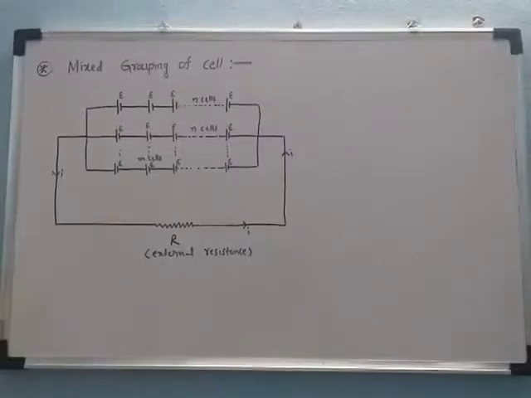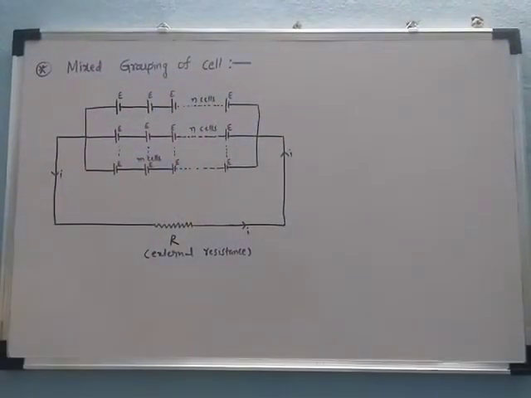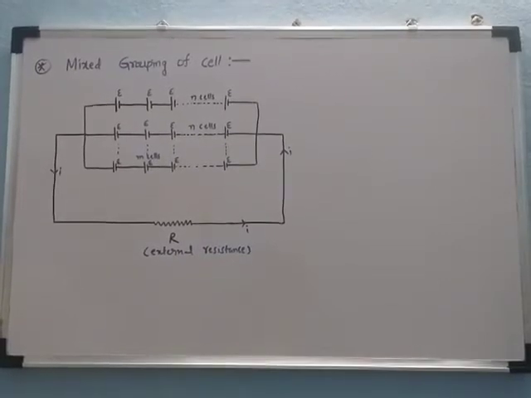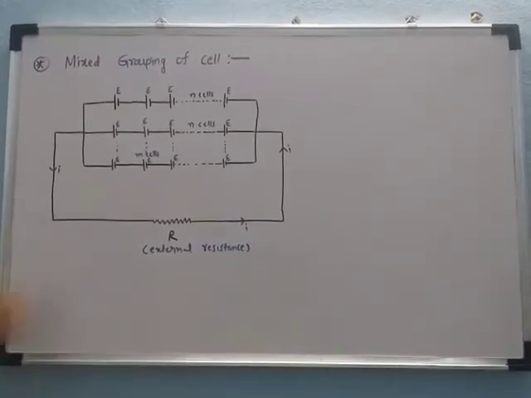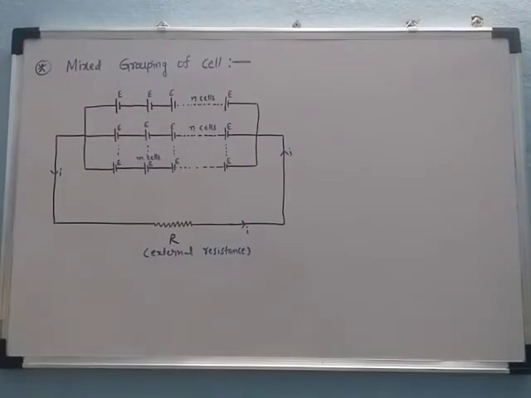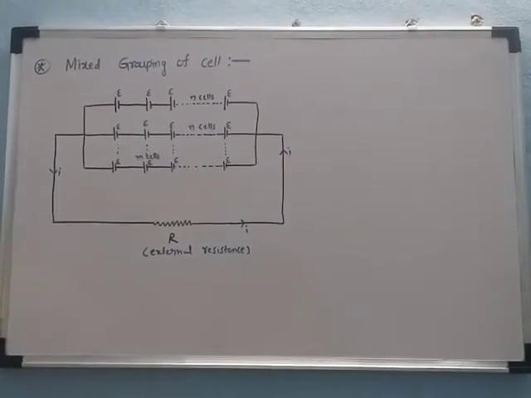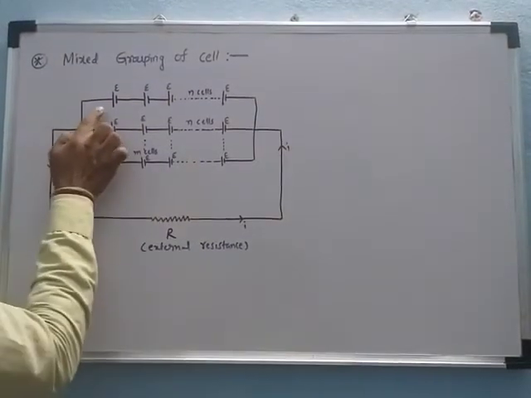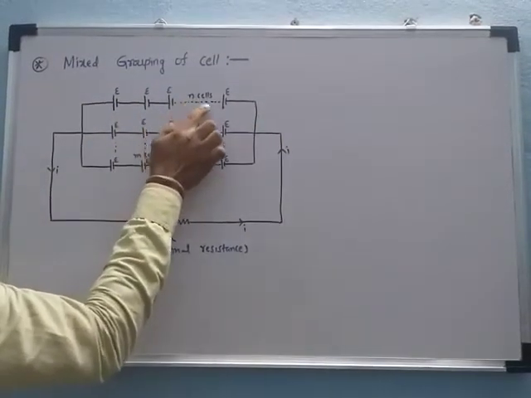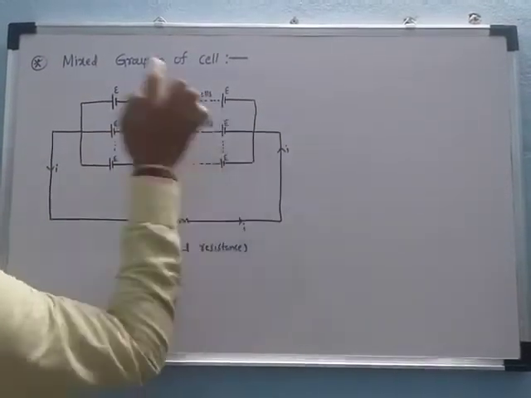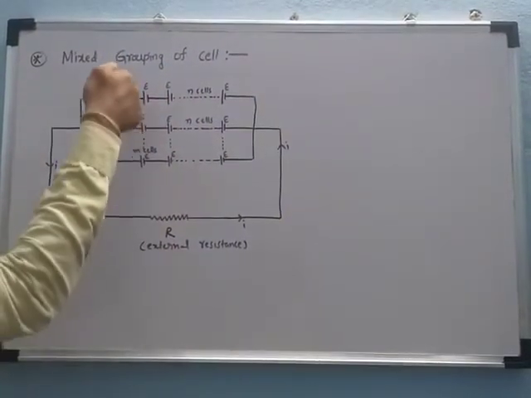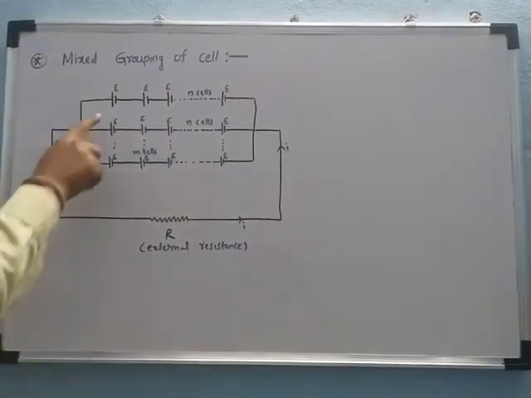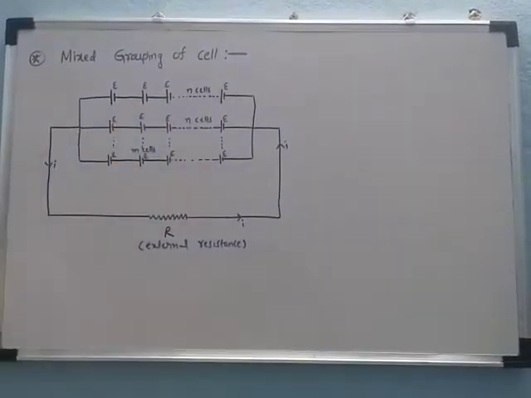So next we are discussing the topic of mixed grouping of cells. Before, we saw that the cells are connected in series, and the cells are connected in parallel. Now we discuss the mixed grouping, which means the cells are connected in series and parallel. That is called the mixed grouping. See here, n cells are connected in series combination and m cells are connected in a parallel combination. This is the mixed, series and parallel connected together.